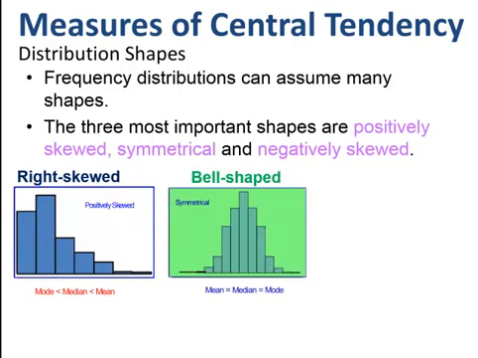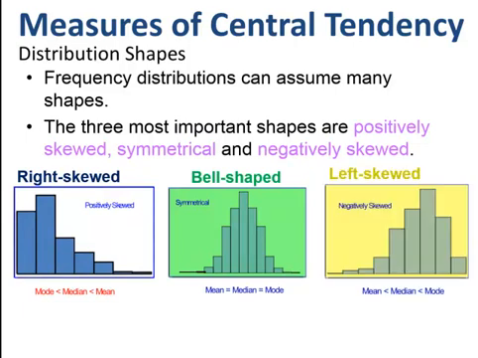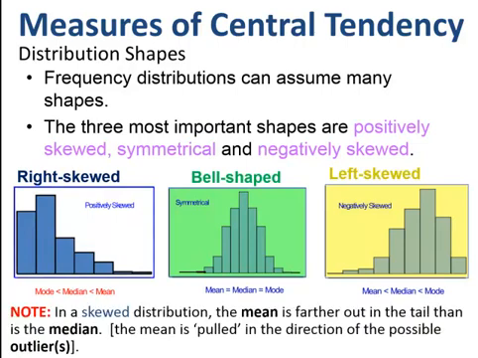Bell shape or symmetrical is where everything is equal. And then you have the left skewed, and that's where most of your data falls to the right, and your mean is lower than the median and mode. So a key note is, in a skewed distribution, the mean is further out in the tail than is the median. The mean is pulled in the direction of possible outliers.